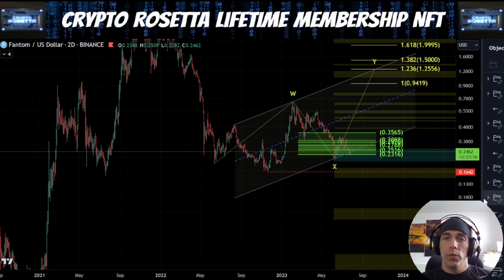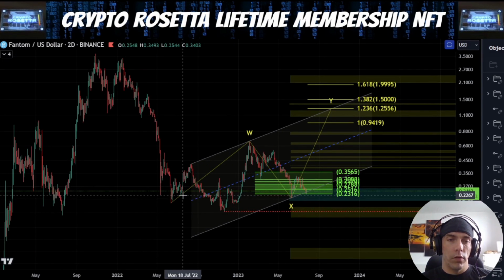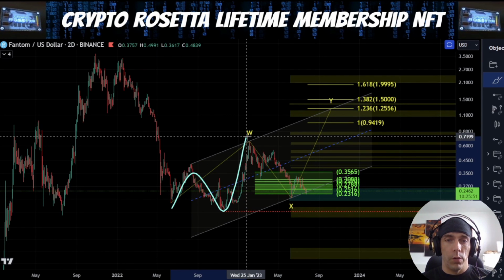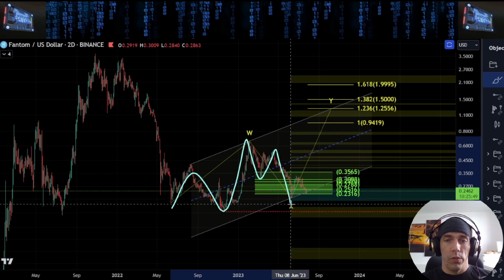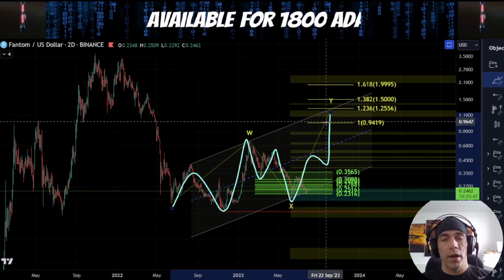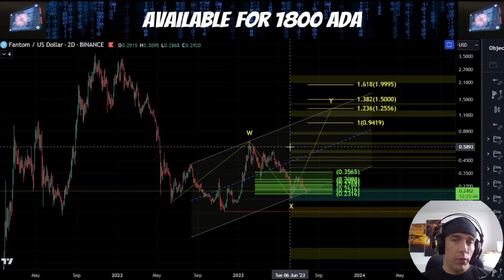So it is also possible within this that we could also look at this structure slightly differently and say this is W into here, this is a 3-wave move for an X, and we could get a 3-wave move back to the upside here for a Y. So we're going to have to keep an eye on this.